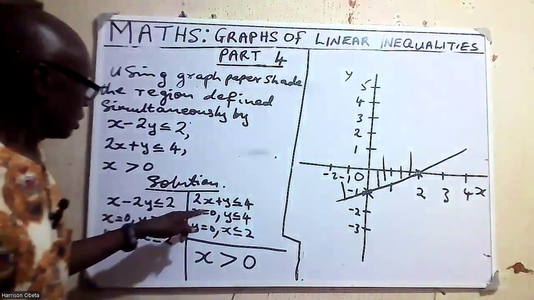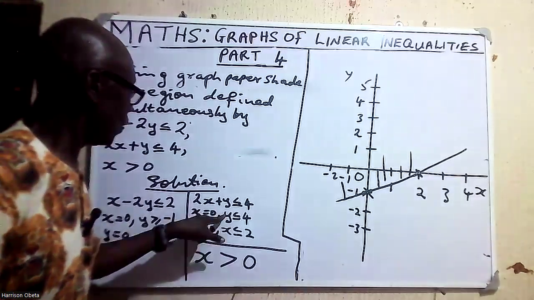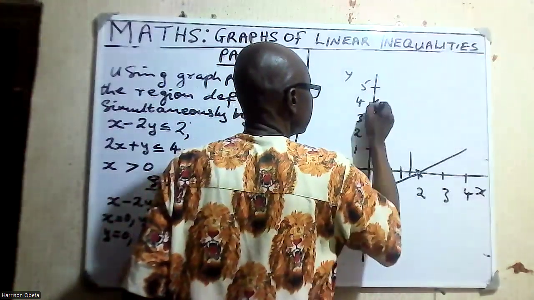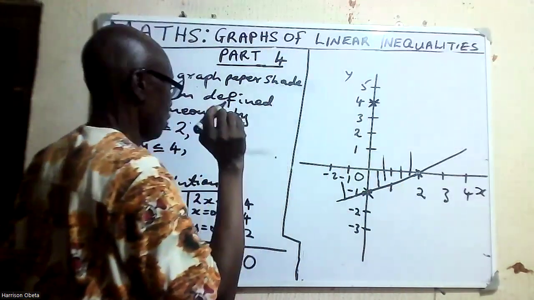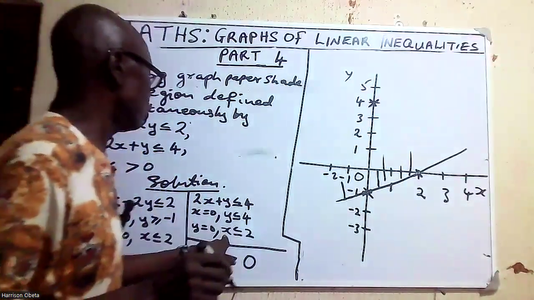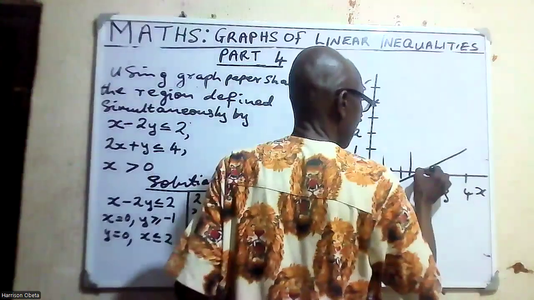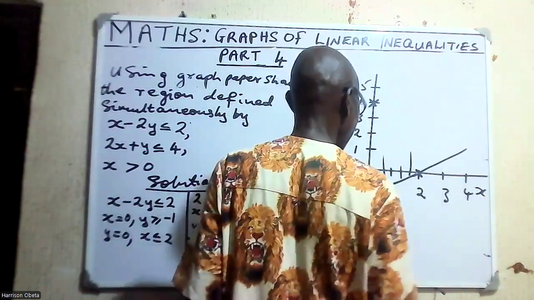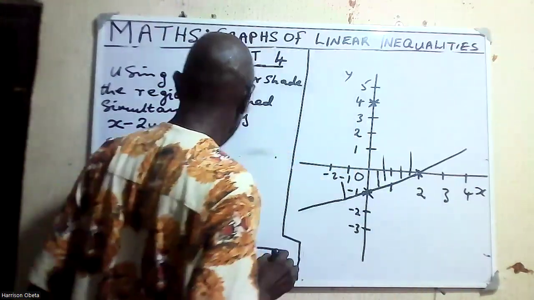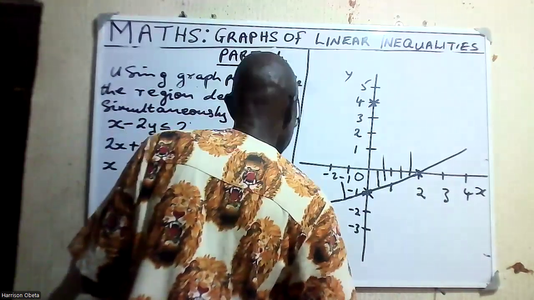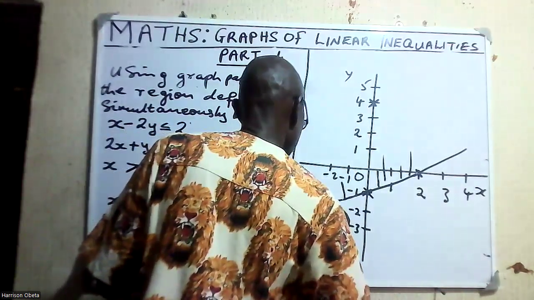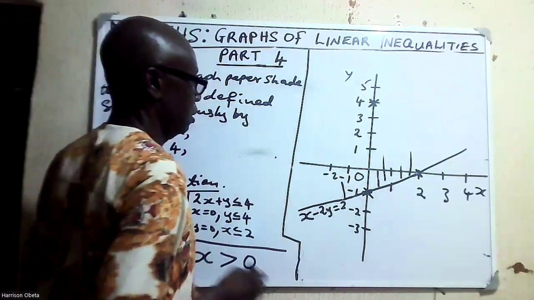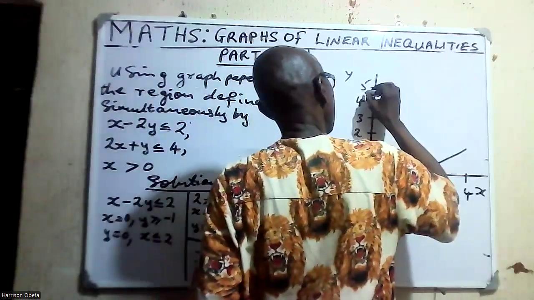The second one, again, when x is 0, y is less than or equal to 4. Y equal to 4 is this. So you mark your x. X is less than or equal to 2. Another one. So first of all, before you continue, you can write the equation on this. So this equation, we can write it as x minus 2y is equal to 2. That is on this line. Okay, so you have to join again.